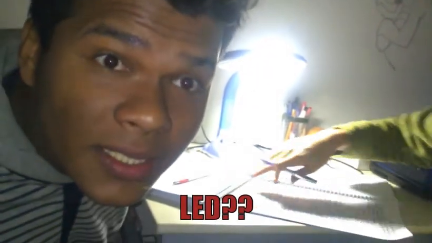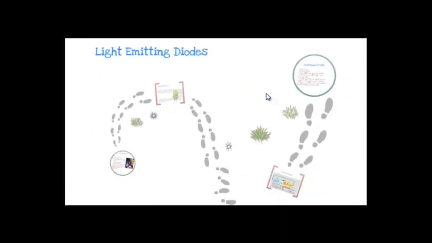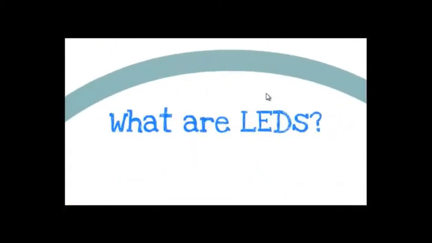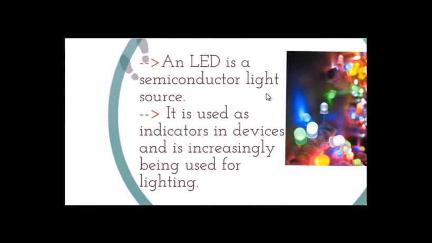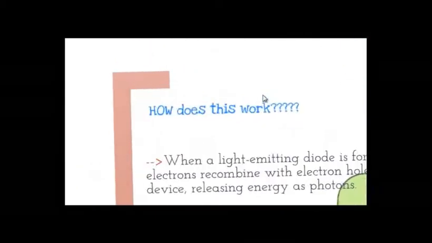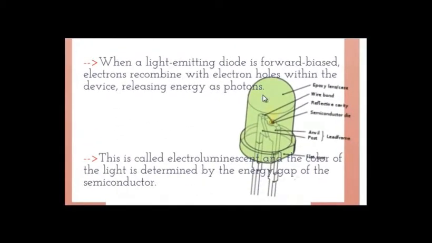LED lamps? LEDs are light-emitting diodes. A light-emitting diode, LED, is a semiconductor light source. LEDs are used as indicator lamps in many devices and are increasingly used for other lighting. When a light-emitting diode is forward biased, that is, switched on, electrons are able to recombine with electron holes within the device, releasing energy in the form of photons.